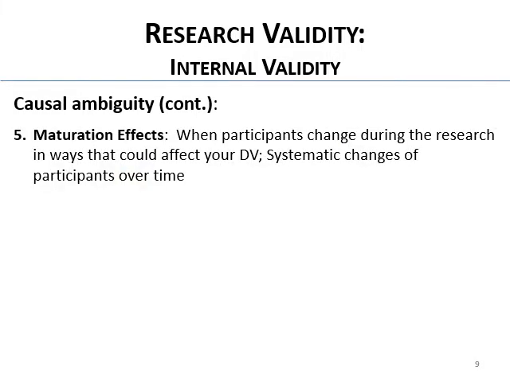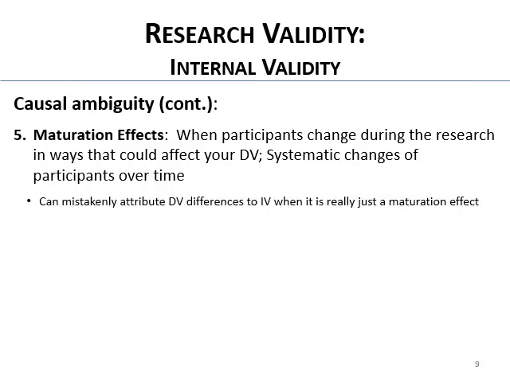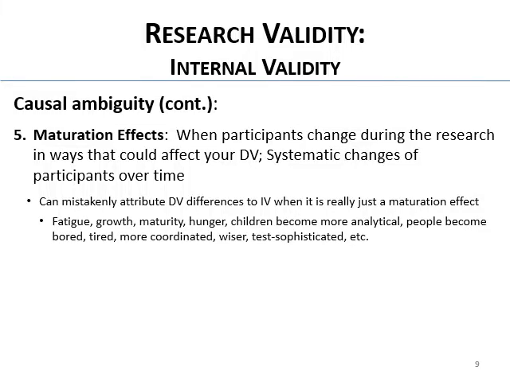Then there are maturation effects. Maturation effects are all the different things that occur because people change over time. So when participants change during the research in ways that can affect your dependent variable, you've got a problem with maturation effects because they're systematic changes of the participants over time. And so you can mistakenly attribute DV differences that you observe to your independent variable when really it's just a maturation effect.